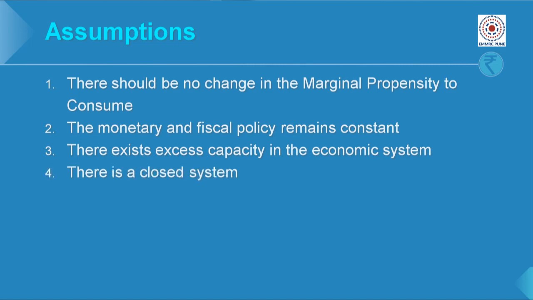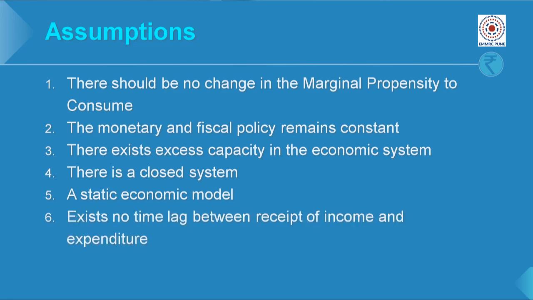It is assumed that there is a closed system, that is, there is no foreign trade activity. The next, the theory assumes a static economic model, that is, there exist no dynamic changes in the economy. The state of technology, capital formation, labor supply and other output variables are assumed to be constant. It is also assumed that there exists no time lag between receipt of income and expenditure.